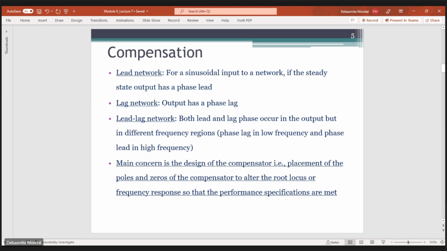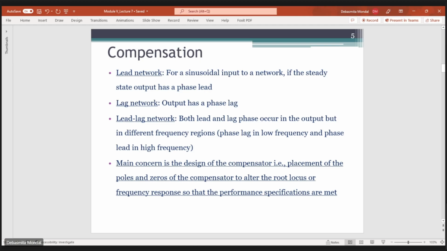So in those kinds of systems, what we need to do is modify the system in such a way that, using the compensation, the overall transfer function of the system changes and the output is according to the desired output. In that kind of system, you can use a lead network, a lag compensation, or even a lead-lag compensation.